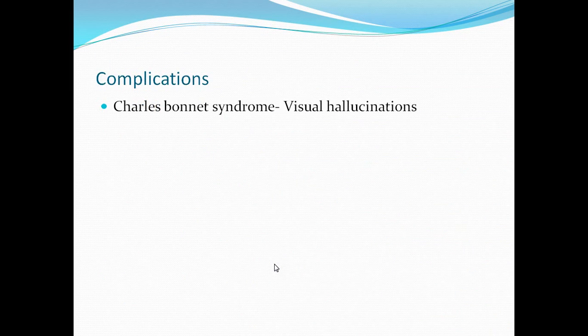An interesting complication that you may come across in AMD patients is what is called Charles Bonnet syndrome. It is characterized by visual hallucinations. It may take up to 12 to 18 months to settle. It's important to be aware of this, just to make sure that you don't treat these patients with some psychiatric treatment.